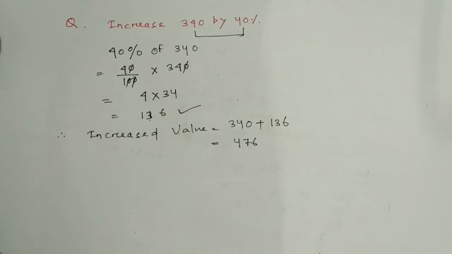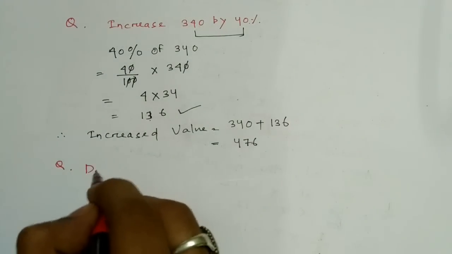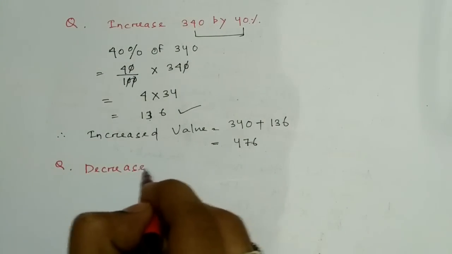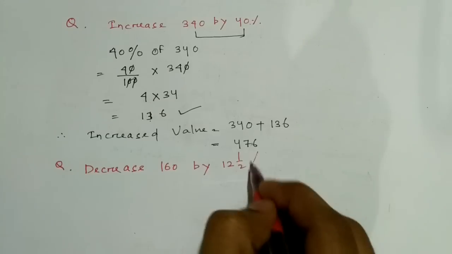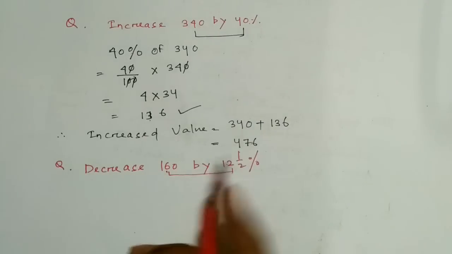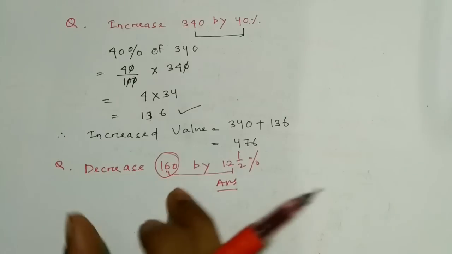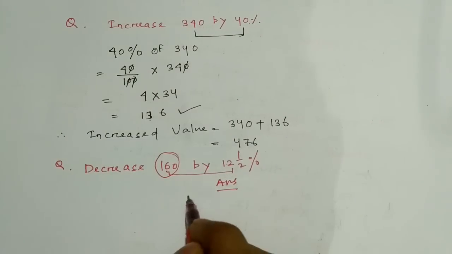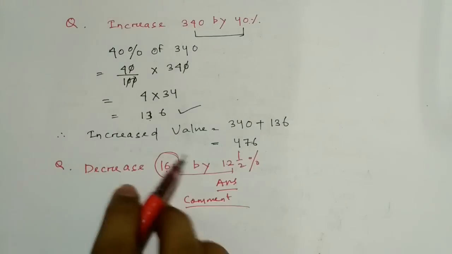And I have another question for you. Do this on your own. Decrease 160 by 12 and a half percentage. First you have to calculate the 12 and a half percentage of 160. Then you have to subtract the value from 160 and you get the answer. If you get the answer, do comment in the comment section below. Let's see if you are able to do it or not.